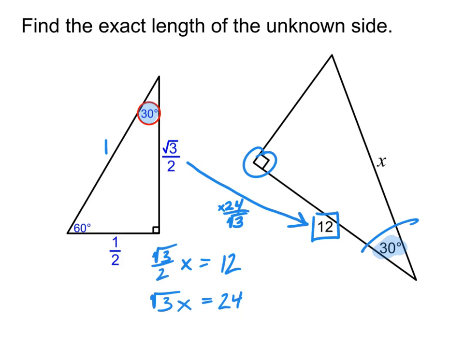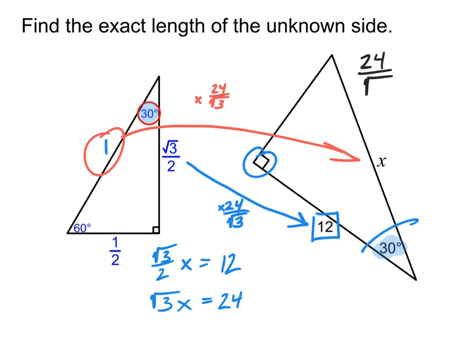So then if I want to know what x is, I look for what we call that side on this triangle. Notice that's the hypotenuse. So I grab the hypotenuse over here, and the hypotenuse in our 30, 60, 90 triangle there is 1. And so I'm going to have to do the 1 also times the 24 over root 3. And obviously 1 times 24 over root 3 would equal 24 over root 3. So the exact length would be 24 over root 3.